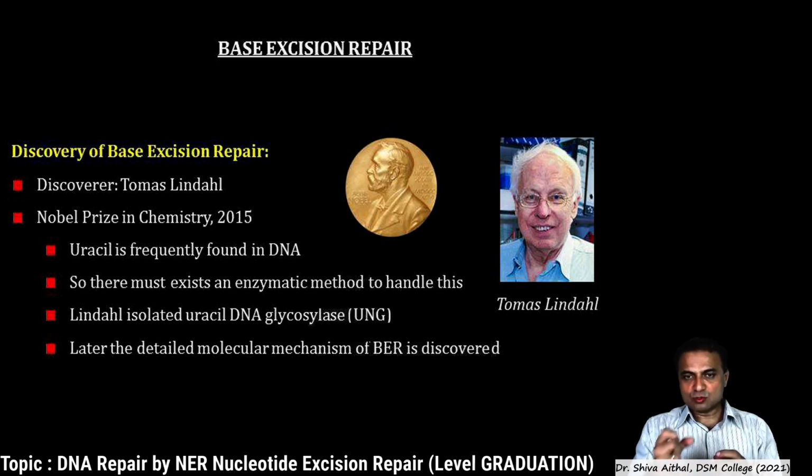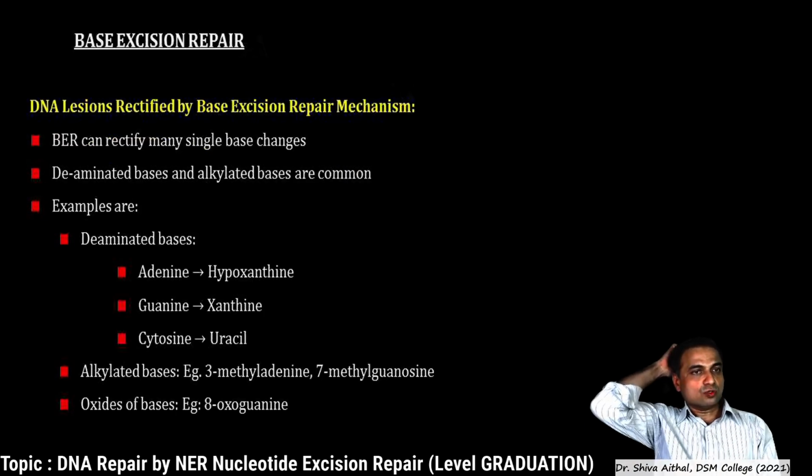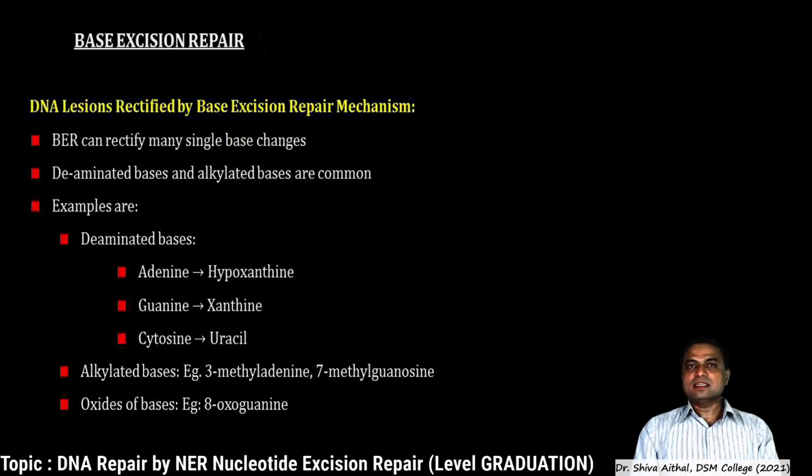For the first time he isolated an enzyme called uracil DNA glycosylase, which had the capacity to introduce nicks, cutting the N-glycosyl bonds. He later detailed the molecular mechanism of BER, and he got a Nobel Prize for this. So the mechanism is somewhat like this. It follows a single base change recognition and rectifies it. DNA lesions are rectified by base excision repair mechanisms, where many single base changes can be removed.